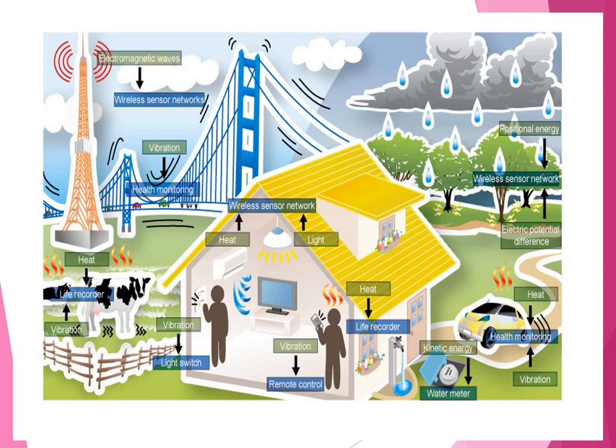This is the image representation of the explained examples. In this diagram, we can see the multiple types of wireless sensor uses such as lights, remote controls, health monitoring.